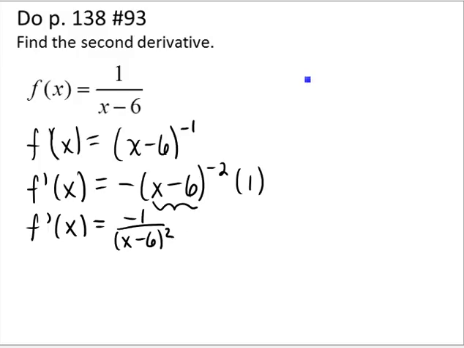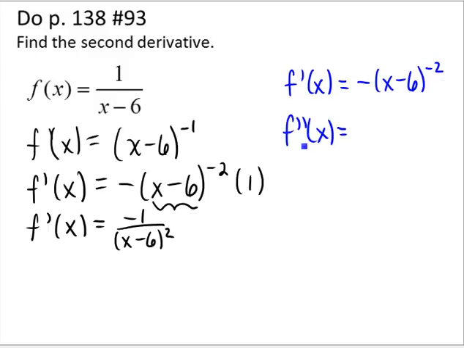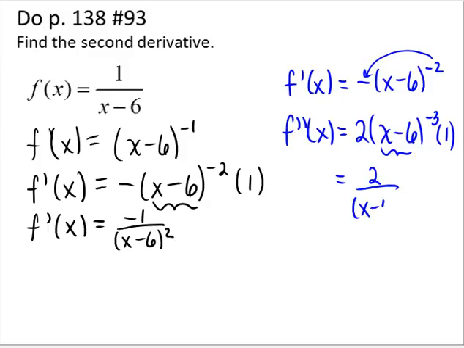Now I do want to take the second derivative, but in order to do that, I have to know what the first derivative is, so I'm going to actually go backwards and rewrite this as negative x minus 6 to the negative second power. So now I'll be able to take that second derivative, using the notation double prime, bring this out front, 2, rewrite what's on the inside, and lower it by 1, take the derivative of what's on the inside again, which is a 1. We end up just getting then 2 over x minus 6 to the third power, and that is my second derivative.